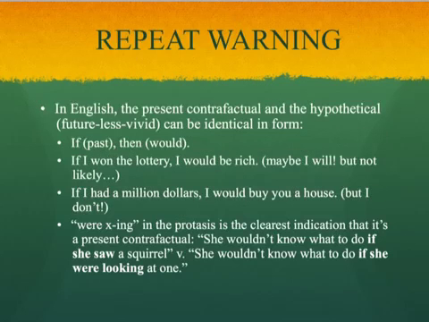So, just in case you've forgotten, I will repeat my warning in English. The present contrafactual and the hypothetical or future less vivid can be identical in form. And that form is if past tense, then conditional. If I won the lottery, I would be rich. If I had $1 million, I would buy you a house. If you want to make a very clearly present contrafactual kind of condition, you use the formulation were Xing.